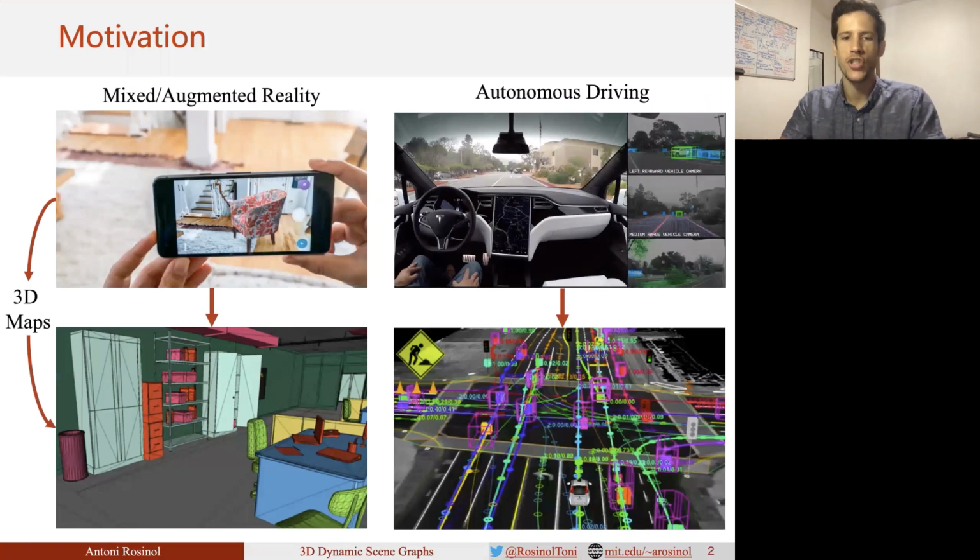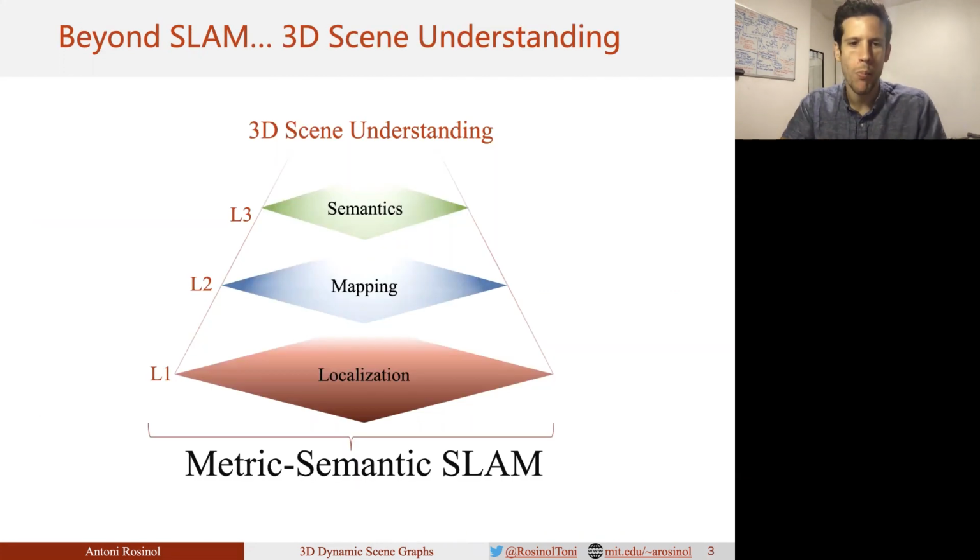In many applications, such as mixed, augmented reality, or autonomous driving, it is important to have a 3D map of the environment that ideally goes beyond the geometry of the scene by semantically labeling the objects. This is important for high-level understanding, such as in safety-critical applications like self-driving cars, where you want to avoid pedestrians or other cars. Ultimately, we want robots to be able to navigate in indoor environments, potentially interacting with humans.